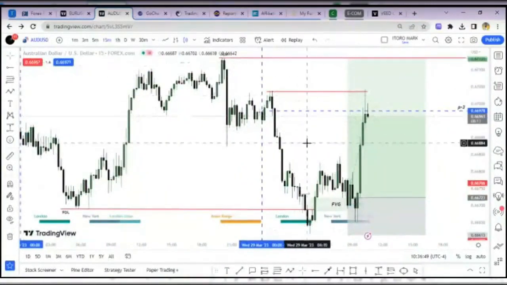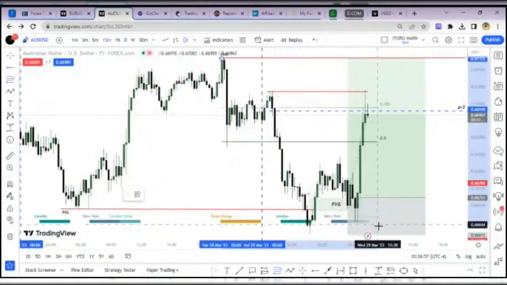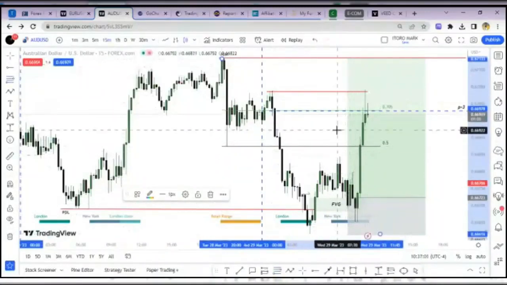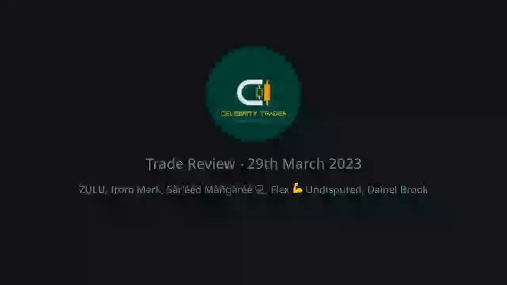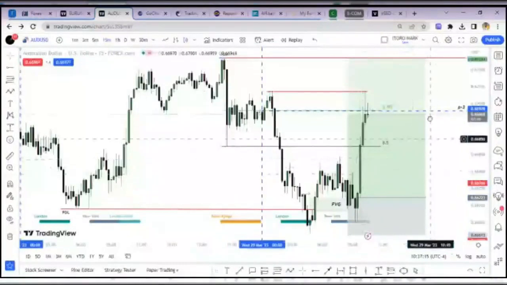One way to take your partial profit is to measure the range you are trading in. Just measure the range with your Fibonacci tool. And above the 50% level, if you see any PD array like fair value gaps like this, you want to be taking partial profit too. And also here, partial profit, then allow it to run. You get me? So that is just the trade review for AUDUSD.